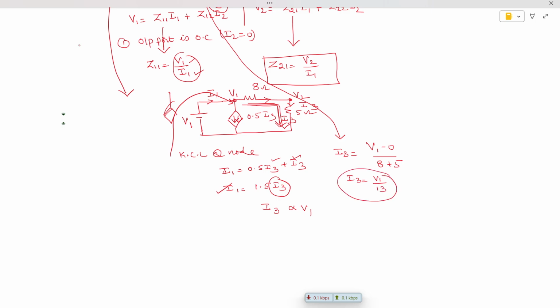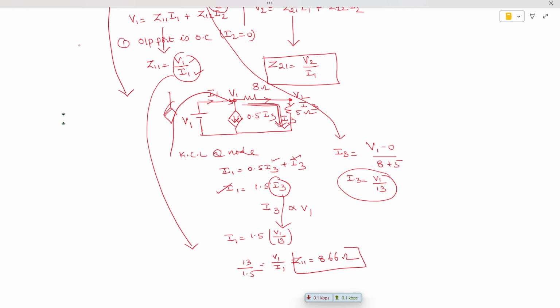We got it here, so let's substitute in this equation. I1 is equal to 1.5 times V1 by 13. We require the ratio of V1 by I1, so V1 by I1 is 13 divided by 1.5. Here you are going to get the value of Z11 as 8.66 ohms. Successfully we found one parameter.